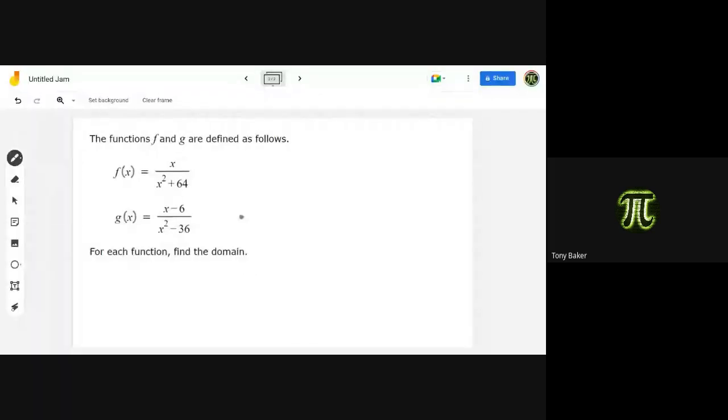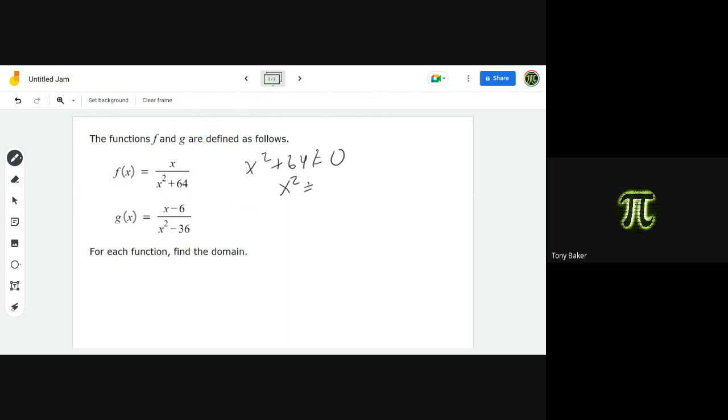So looking at this, we need to look at our domain restrictions. These ones are pretty simple. They're rational functions, so we're looking at dividing by 0. So in this first one, we have x squared plus 64 equals 0. Or it does not equal 0, technically.